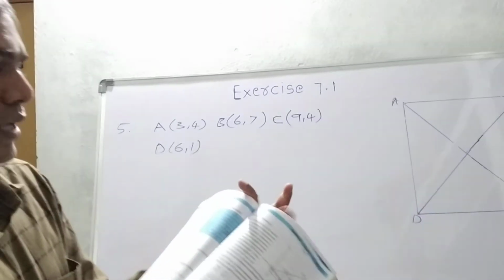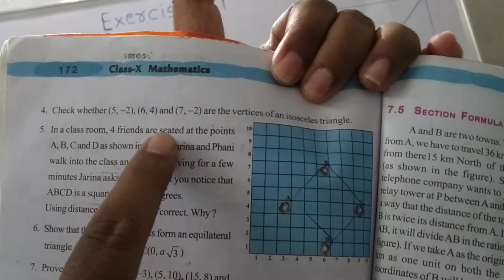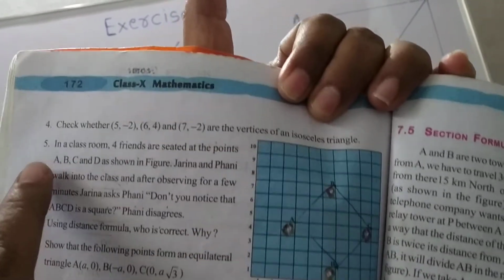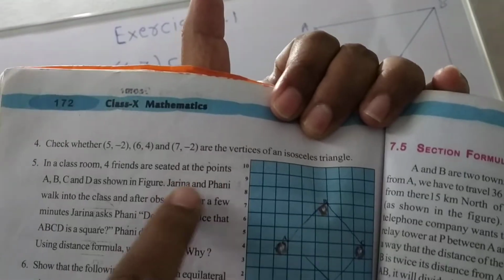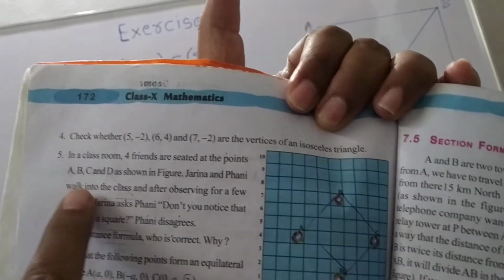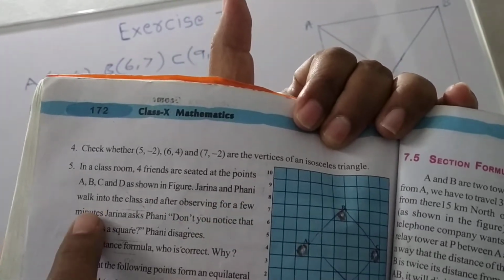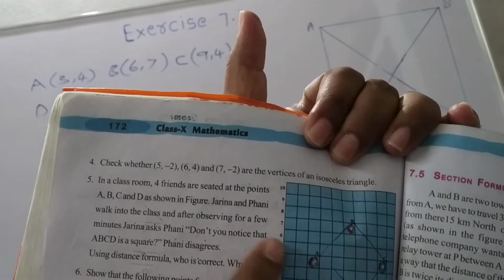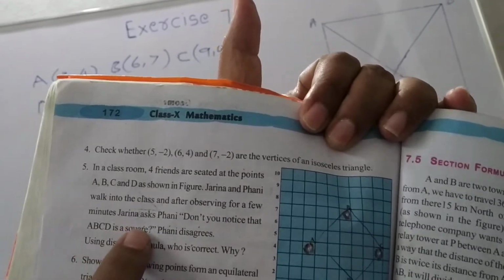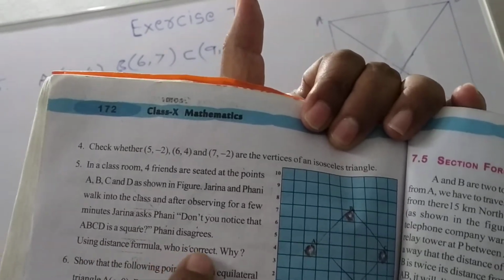Observe problem number 5 in the textbook. In a classroom, 4 friends are seated at the points A, B, C and D as shown in the figure. Jeraina and Funny walk into the class and after observing for a few minutes, Jeraina asks Funny, "Don't you notice that ABCD is a square?" Funny disagrees. Using the distance formula, who is correct? Why?